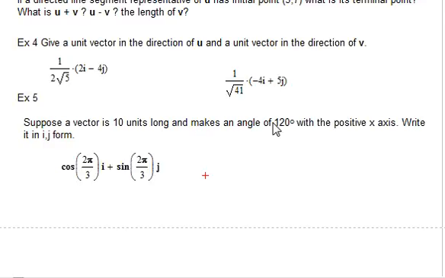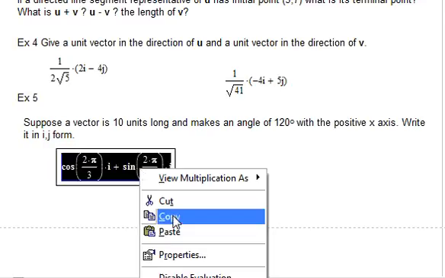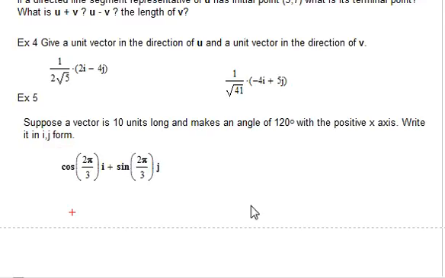But that's a unit vector in the direction of 120 degrees from the positive x-axis. And so when we want to make a vector of length 10, all we do is say, okay, we'll copy this, and we'll say 10 times, paste. And there it is.